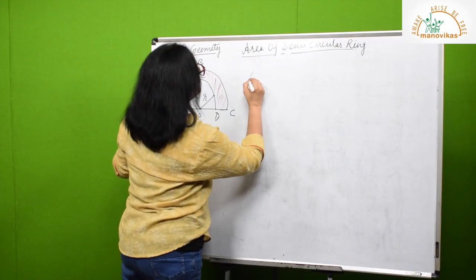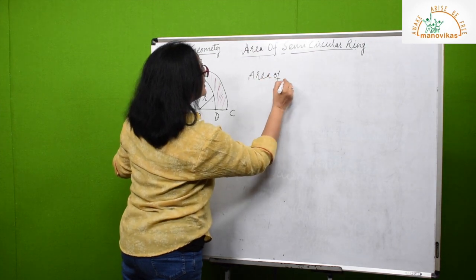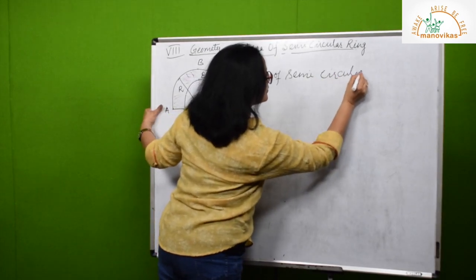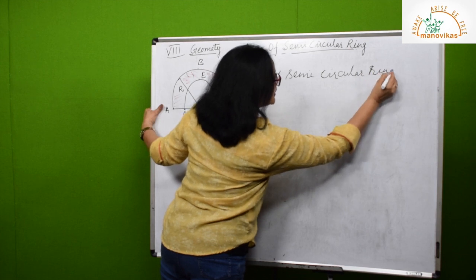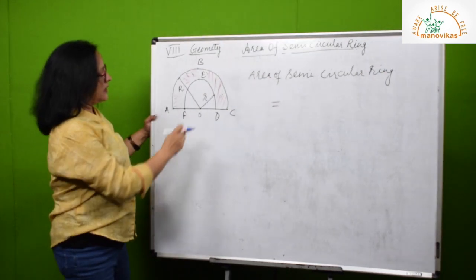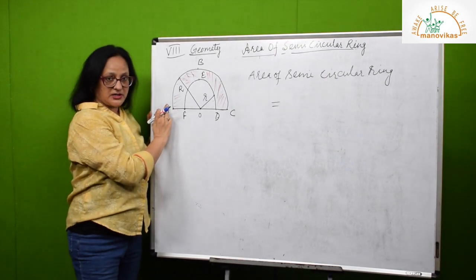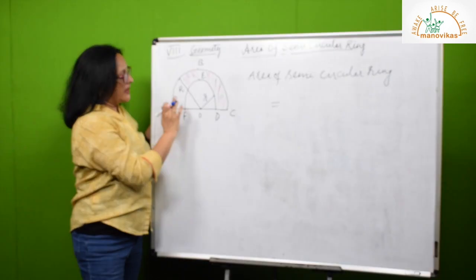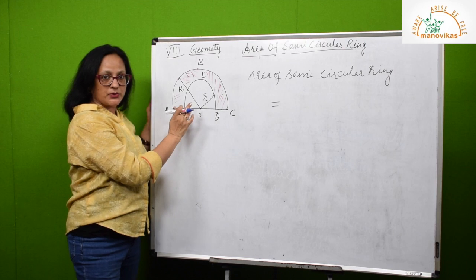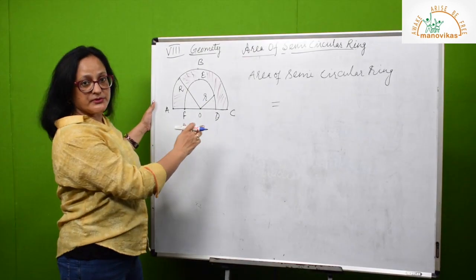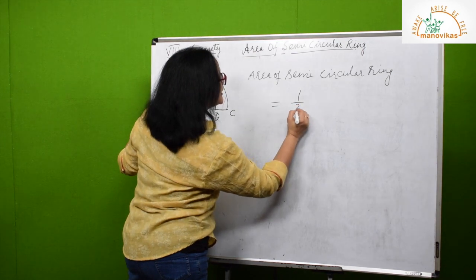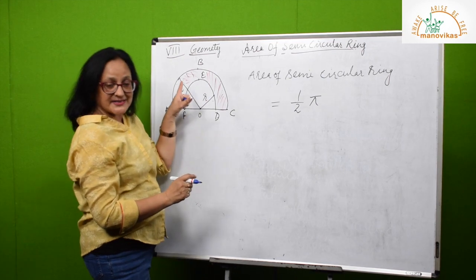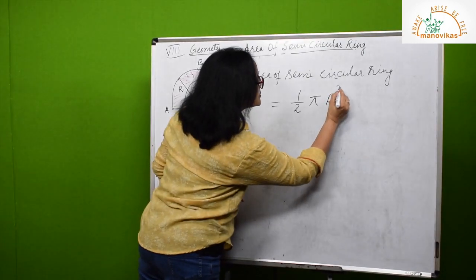Then what will be the formula? Area of semicircular ring will be equal to, if from the outer semicircle you subtract the inner semicircle, you will get the area of this ring. As you know, the area of a semicircle is half pi r square. That formula we will use here. First find the area of the outer semicircle: half pi, and the outer radius is capital R, so half pi R square.